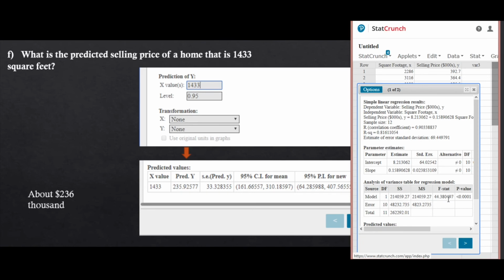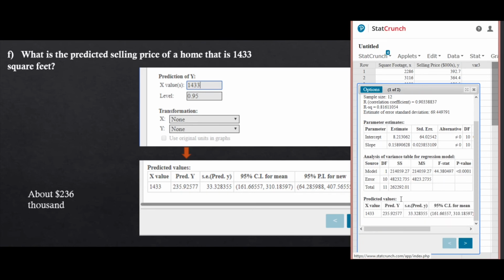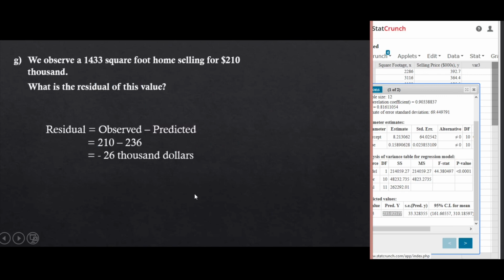Now on our results page, we have a new section at the bottom labeled Predicted Values. And the value we want for this question is here. Our predicted y, which is about 235.9 or 236. So for our question, the predicted selling price for a house that is 1,433 square feet is about $236,000.